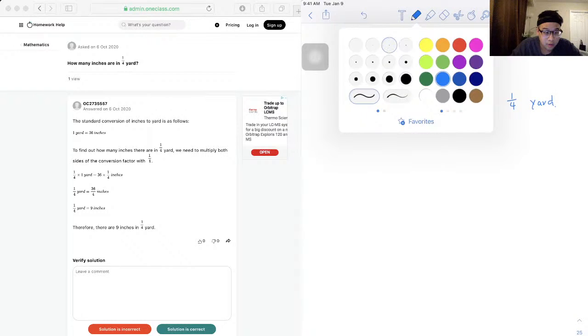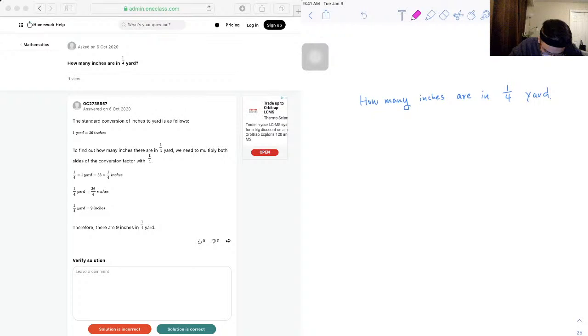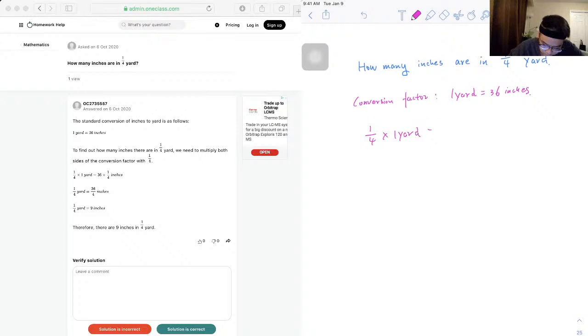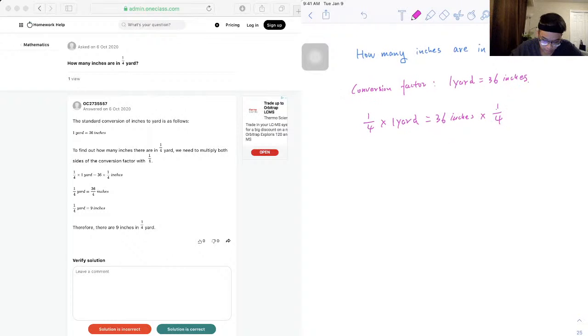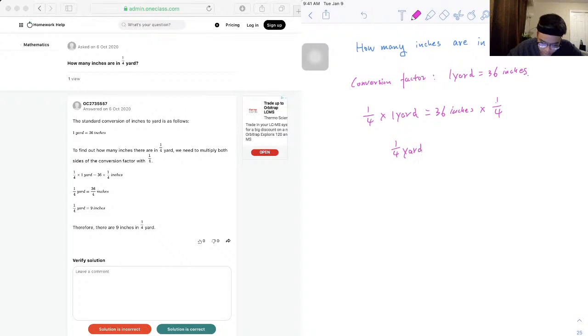All right, so now the conversion factor for this question will be 1 yard is equal to 36 inches. Right. So if we want to find out how many inches are in 1/4 yard, we need to multiply both sides by the conversion factor with 1/4. So now it's going to be 1/4 times 1 yard is equal to 36 inches times 1/4. So this becomes 1/4 yard is equal to 36/4 inches. Therefore 1/4 yard is equal to 36 divided by 4. 36 divided by 4 is just 9. So 9 inches.